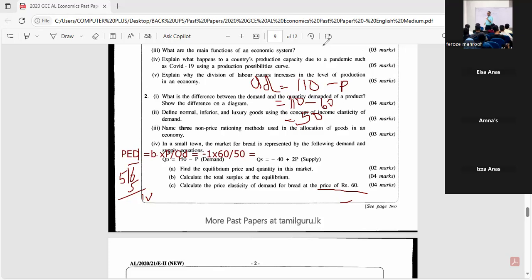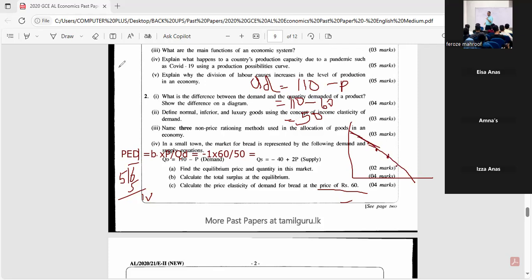Yeah, several doubts you have asked. Many of you have asked different doubts. So I will come to answer all these doubts one by one. First of all, when you are calculating PED, we are using B into P over QD. You must remember that we are using the straight line demand curve. On a straight line demand curve, whatever the price, you can calculate PED, because the slope is equal everywhere.